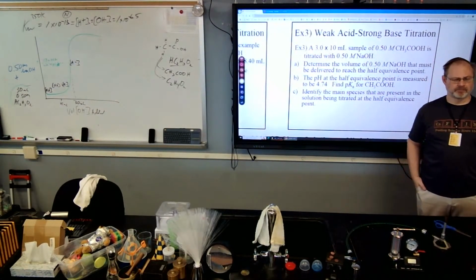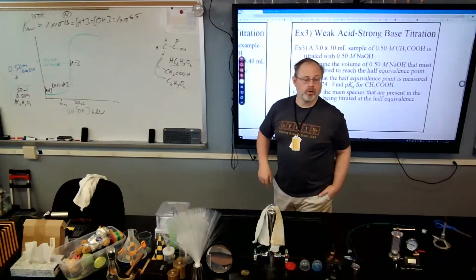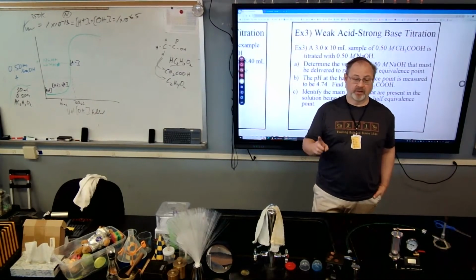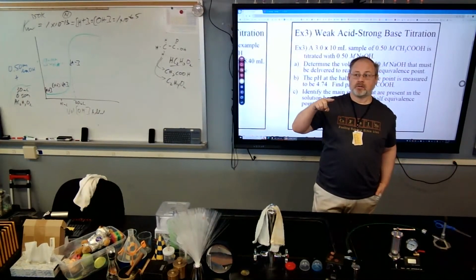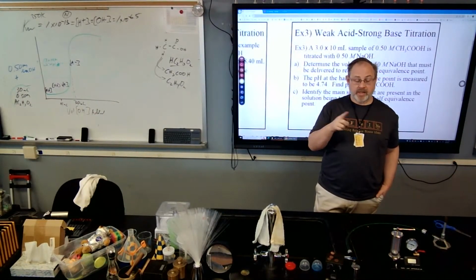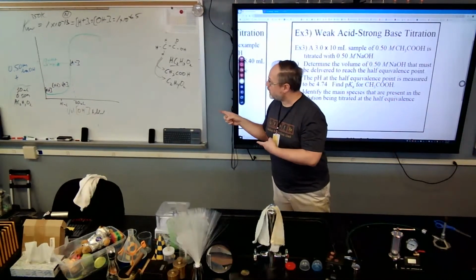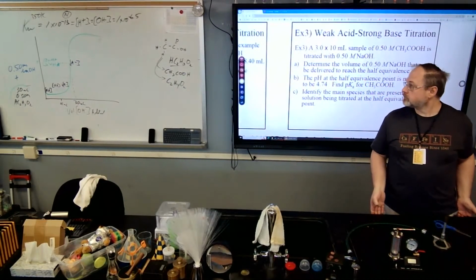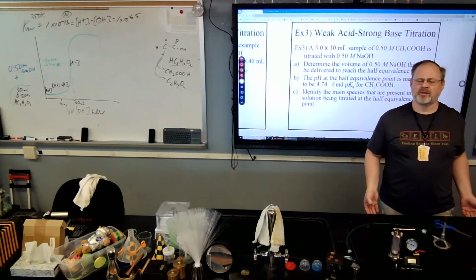Yes? I thought you said at the half equivalence point, the concentration of H3O equals the concentration of OH. No. The concentration of H3O times the concentration of OH will always be 10 to the negative 14. The only time it will be equal to each other is in a neutral solution, which we cannot have with a conjugate weak base. Oh, wait, I see what you're asking.